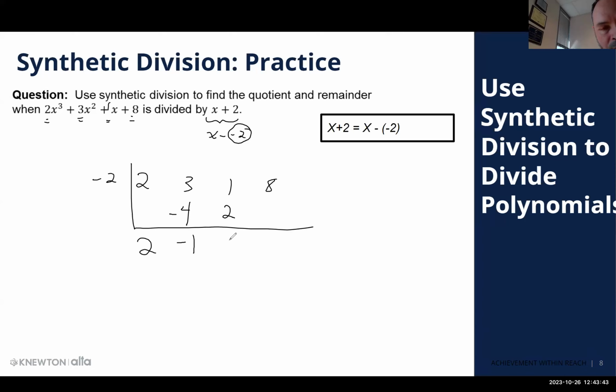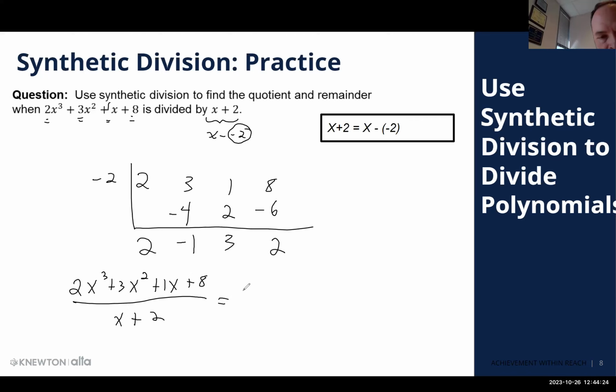We're going to add the 1 and the 2, which gives me a 3. Redo that. That's a 3. 3 times negative 2 is negative 6, which if we add down is going to be a positive 2. So what we're saying is that if you take 2x cubed plus 3x squared plus 1x plus 8, and you divide it by x plus 2, which is pretty much what we did, your result is 2.